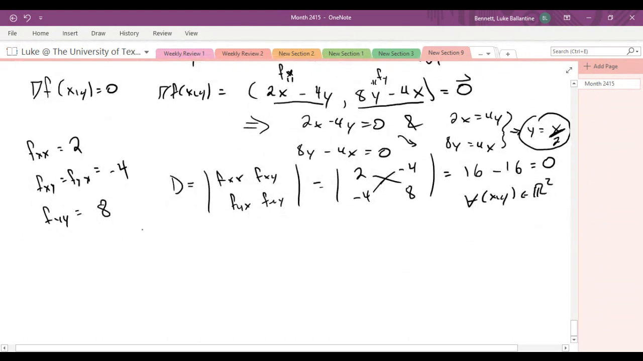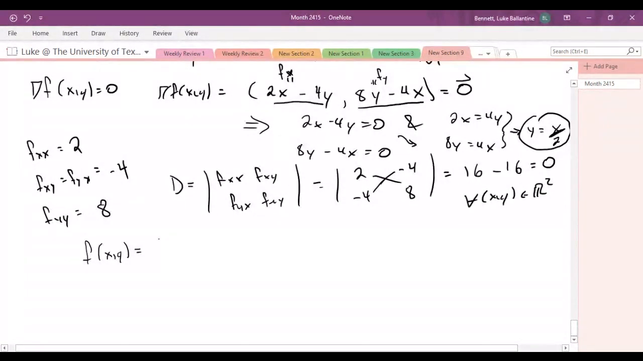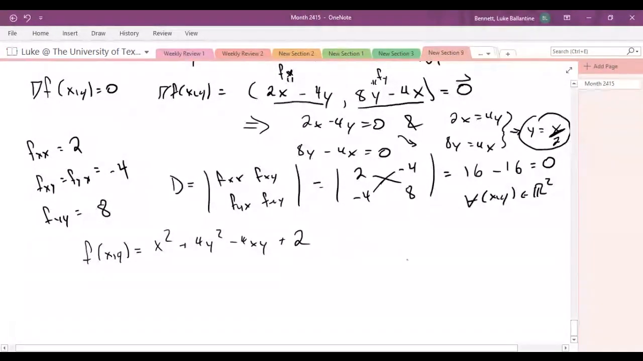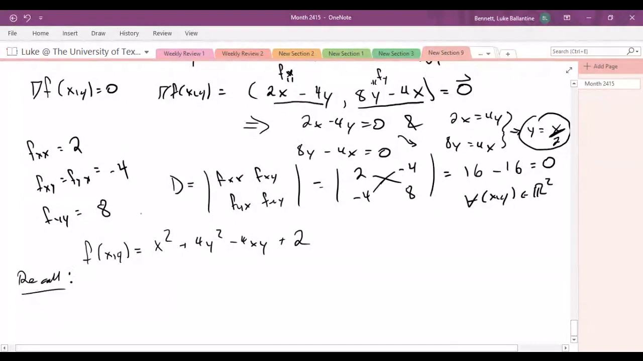It all lies back with our original function. We have f(x,y) = x² + 4y² - 4xy + 2. Now recall something I said earlier. See, the problem says show that f has a local and absolute minimum at each critical point. So I'm going to write the definition of a local minimum.